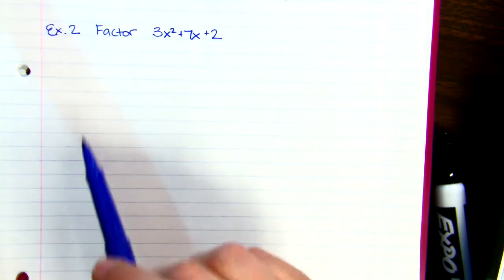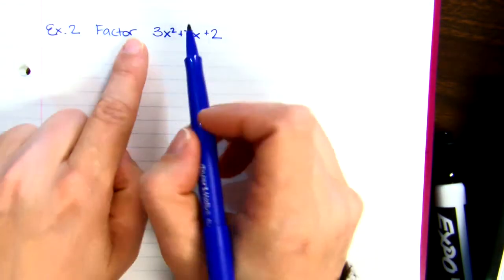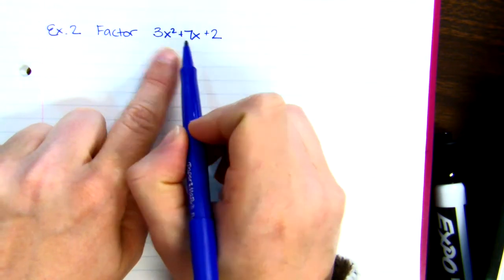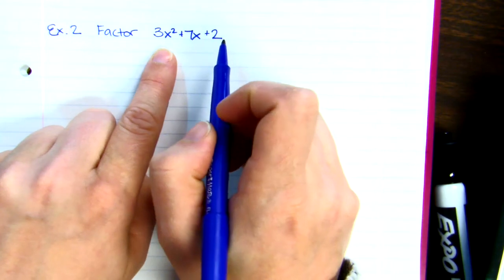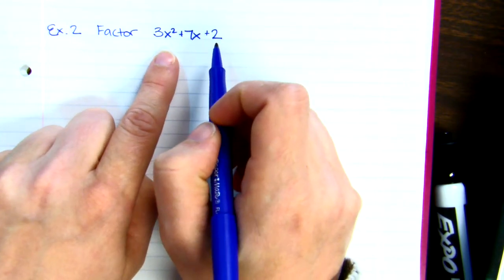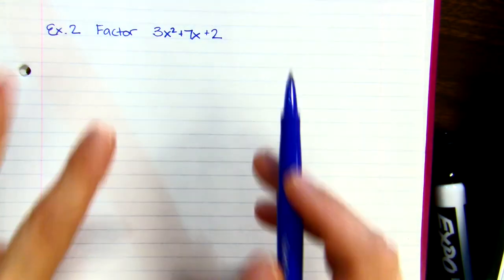For example 2, I'm going to start in a similar way. I'm going to look and see if there's a greatest common factor that I can take out. I'm factoring 3x squared plus 7x plus 2. 3, 7, and 2 actually have nothing in common, which means I'm not going to be able to use greatest common factor to make this easier. So that's where I get into this new method.